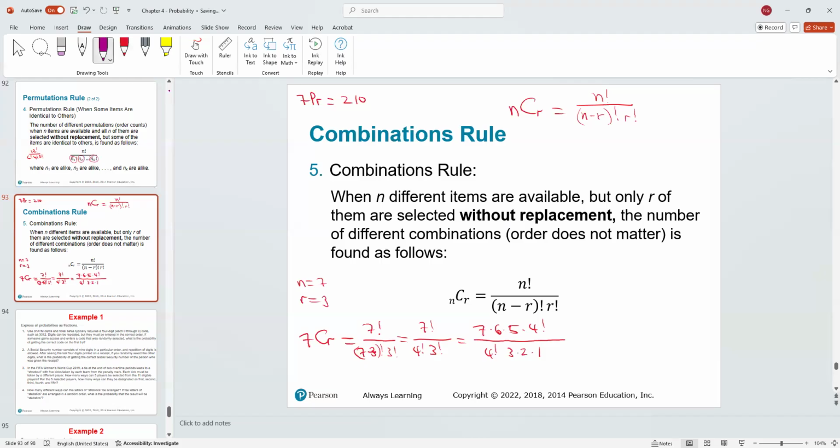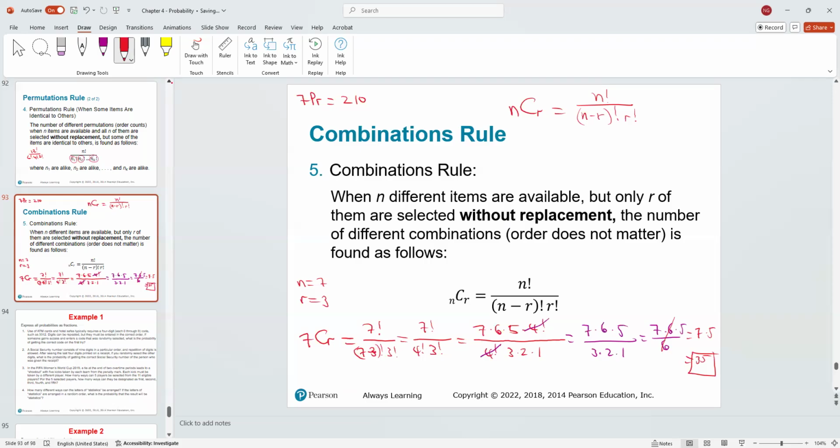Now, look what happened. If I cancel the 4 factorials, we have 7 times 6 times 5 over 3 times 2 times 1. Now, the denominator is 6, so 7 times 6 times 5 over 6. If we cancel the 6, we have 7 times 5, which is 35. You see?